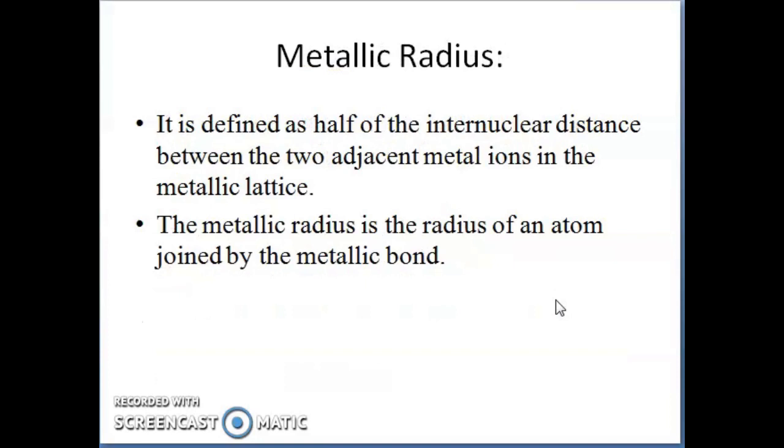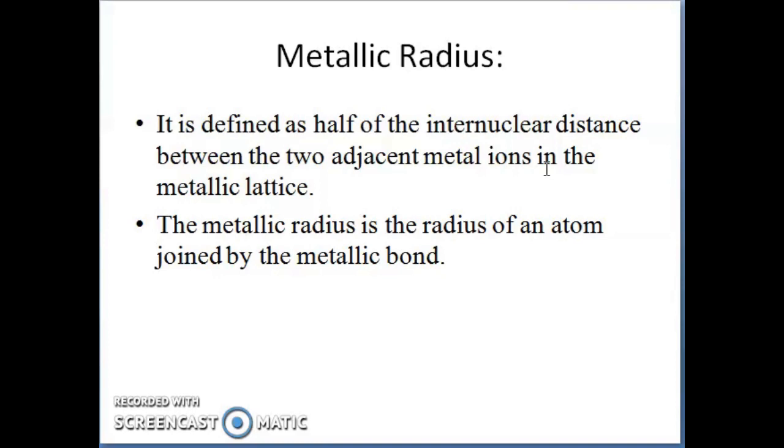The next radius is the metallic radius. Metallic radius is half of the internuclear distance between two adjacent metal ions in the metallic lattice. The metallic radius is the radius of an atom wherever a metallic bond exists, that is, wherever we have the formation of a metallic bond.